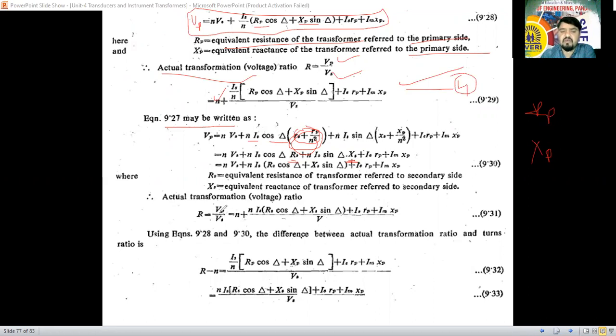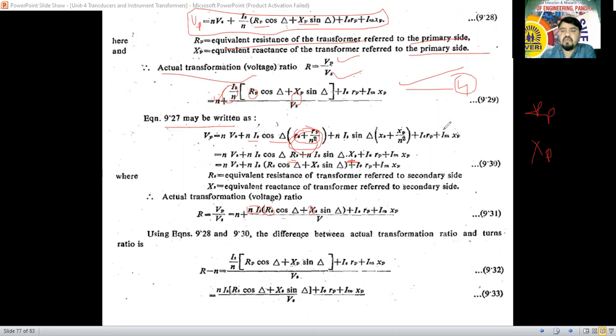Now the same derivation will come here. Only in the place of Rp and Xp, it changes: here Rs and here Xs will come. Other things are the same, and here Is by n is there. Here n into Is will come over there. If we consider the secondary, n into Is. When we consider the primary equivalent, that is Is by n, it is going to come here. Other things are the same. In the place of Rp we have used Rs here, and Xp we have used Xs here now, and the same thing we have considered.